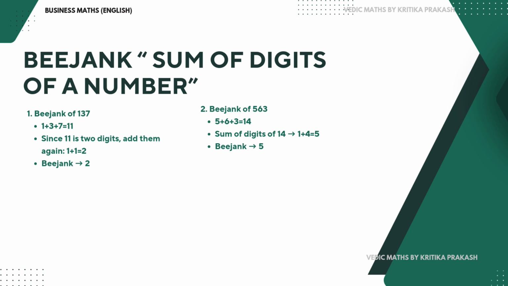Similarly, Beejank of 563, we would be adding all the 3 digits in the number, that is 5 plus 6 plus 3, which is 14. And again, since this is a 2-digit number, so we would be adding 1 plus 4, which gives us 5. So 5 is the Beejank of 563. Next, 4, 5, 7, 8. Here we are having 4-digit numbers. So we would be individually adding 4 plus 5 plus 7 plus 8, which gives us 24. And we are having 2-digit number, so we would be adding 2 plus 4, which gives us 6.